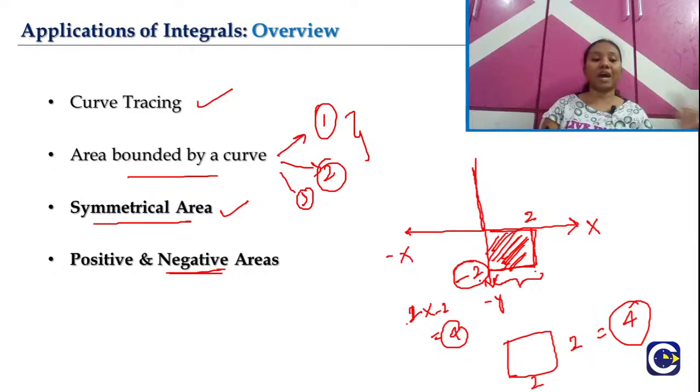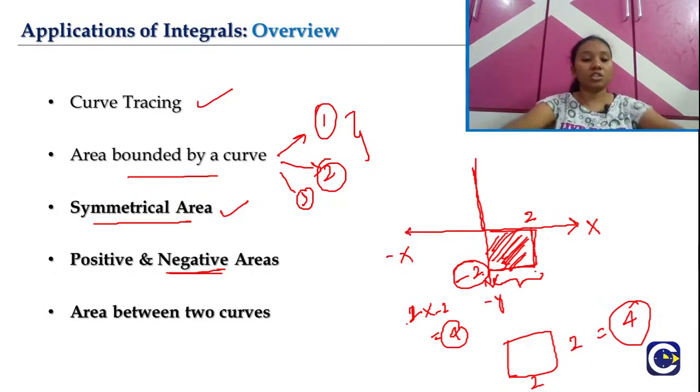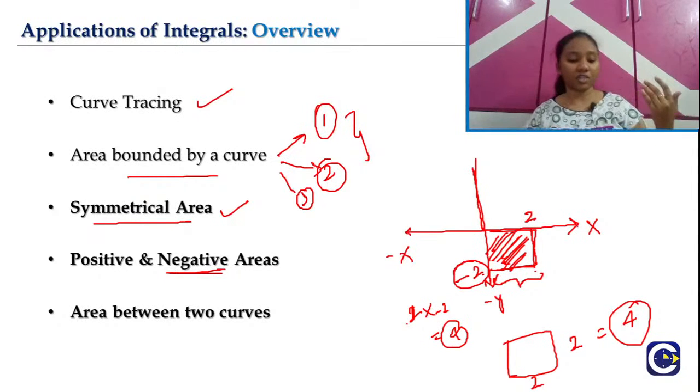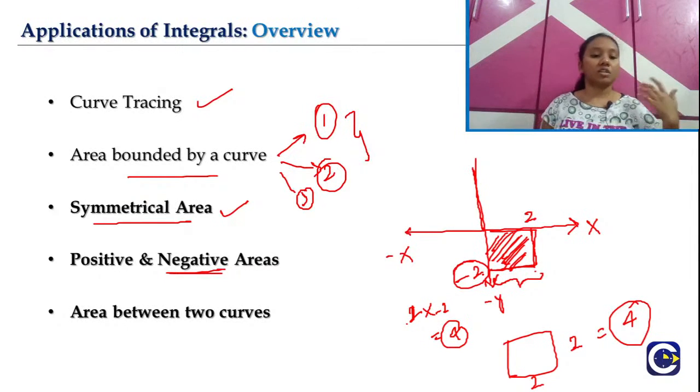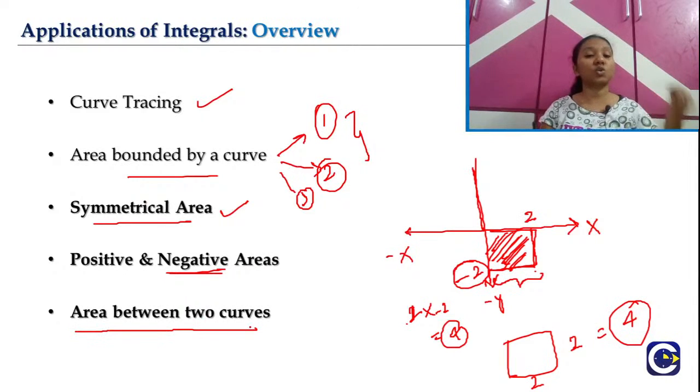So likewise, we'll have negative and positive areas. We'll be looking into examples of that also. So far, we have been doing the area bounded by a curve. Negative area means it will be in our negative axis, that means below the axis. So far, we are dealing with the curve with respect to the x-axis and with respect to the y-axis.